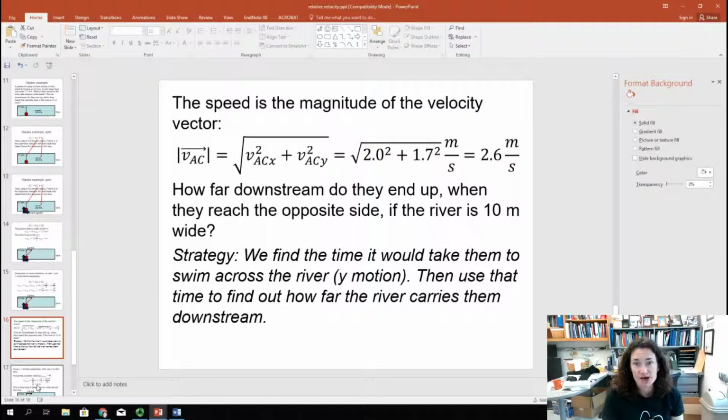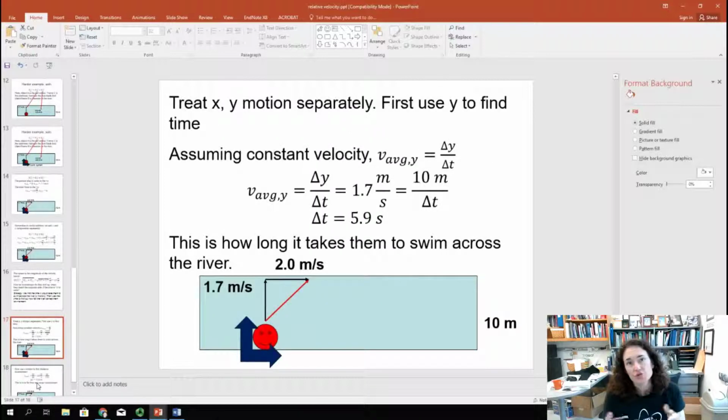Now the next part of the question says, how far downstream do they end up when they reach the opposite side if the river is 10 meters wide? So our strategy here is we find the time that it would take them to swim across the river if the river were completely still. If it weren't a river, if it were a pond, for example, we see how long it would take them to traverse that river. That's the y motion. And then we're going to use that time that we find to find out how far the river carries them downstream. So we treat x and y motion independently here, okay? There are certain assumptions that you have to make for that, but that's what we've been doing all along. So we're going to continue with those assumptions.